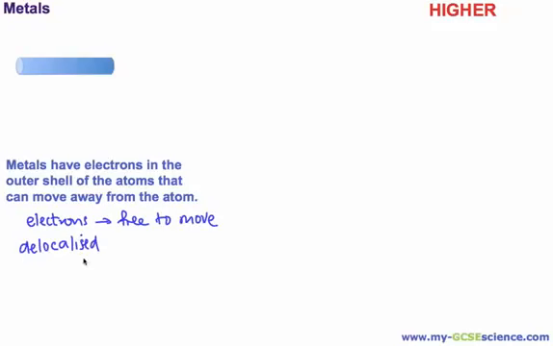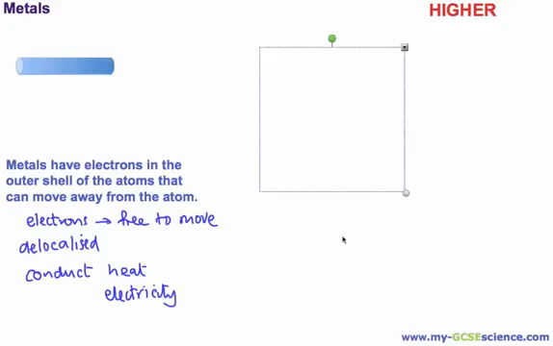Delocalized electrons, that means electrons that are away from the atom and free to move around, and that actually gives metals two very key features, and that's the ability to conduct heat and to conduct electricity. So let's just have a quick look at how that might show.